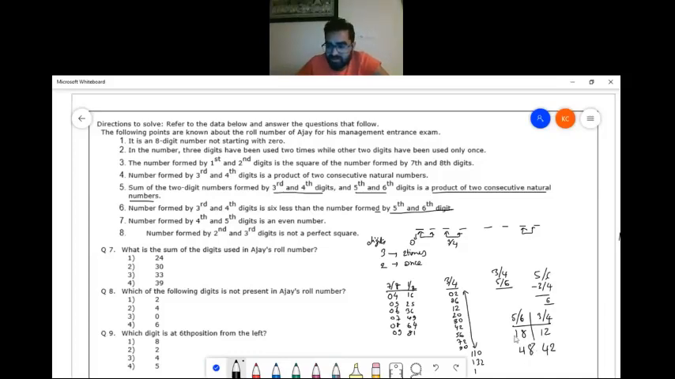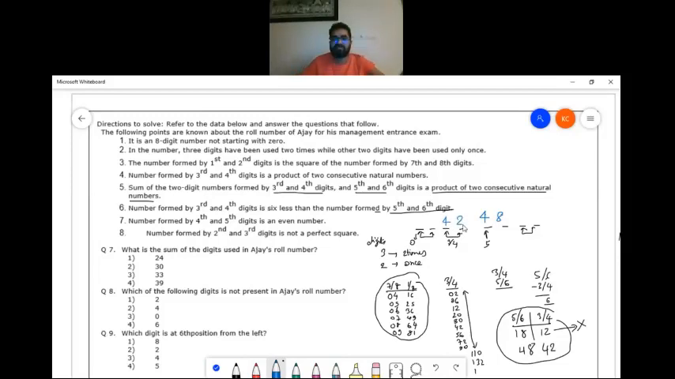Okay, so we have two options. This can be one of the options, and this is the other. So we are zeroing down on what we know. Okay, point number 7: the number formed by the fourth and fifth digit is an even number. So the fourth and fifth form an even number, which means the fifth is an even number. So this possibility is gone, and we have only one possible solution. So I am writing it. This is 48, this is 42. Nice, we have something.